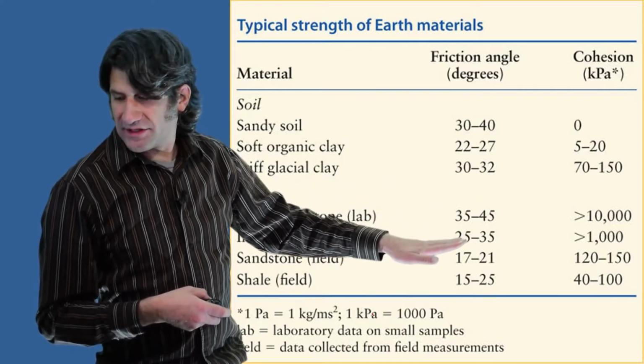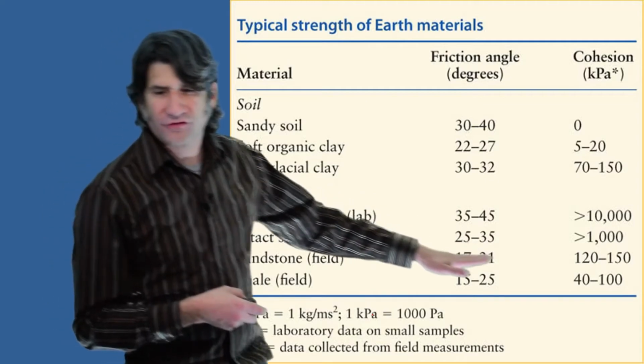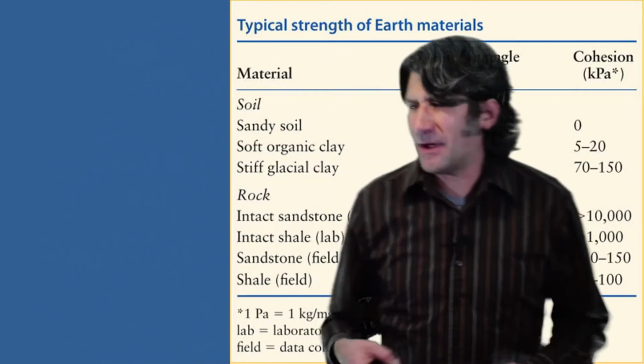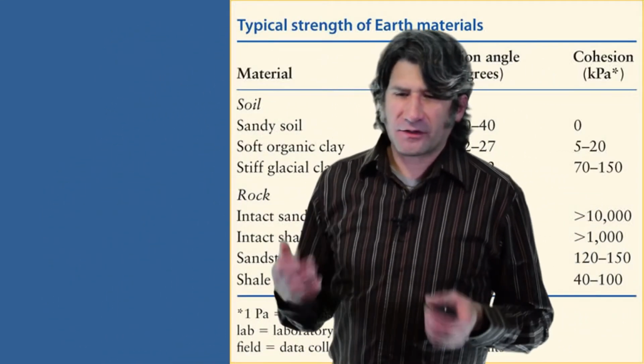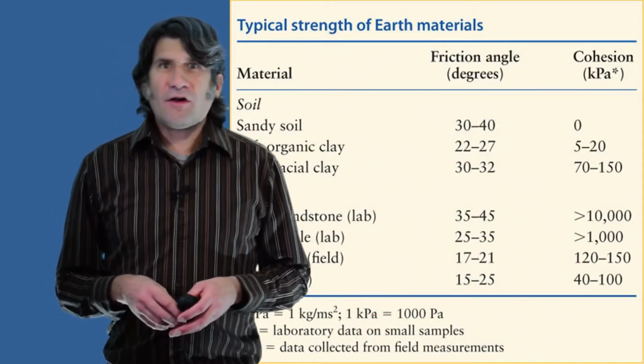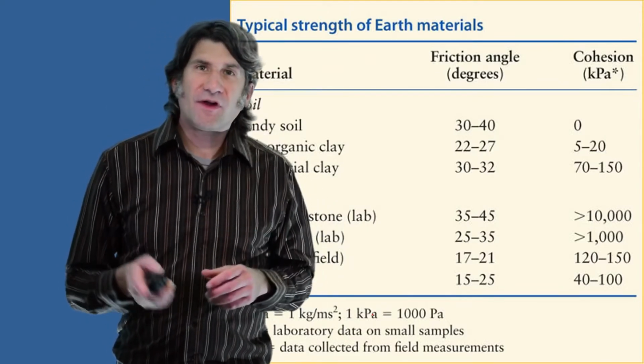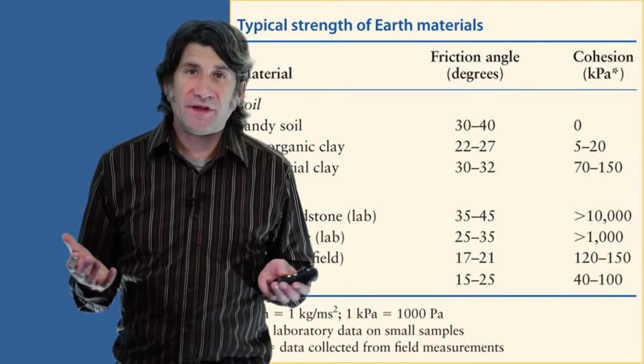Okay, going down below here, look at our rocks. Our intact rock is going to have orders of magnitude higher amounts of cohesion. So rocks have much, much higher cohesion. All right, that's all I got for you on hill slope form. Next, we're going to be moving on, and we'll be talking about types of mass movements.